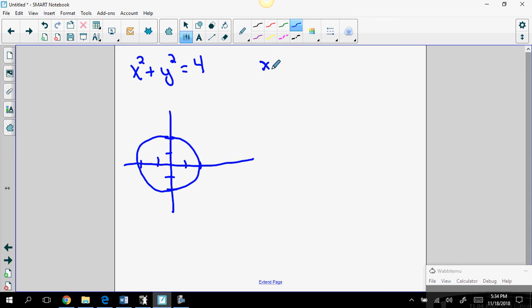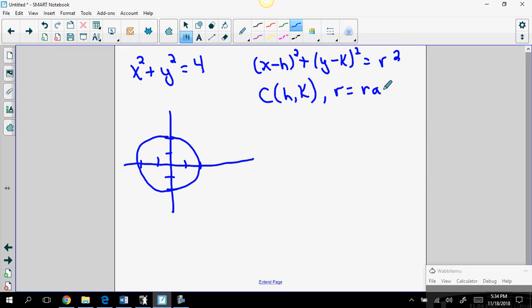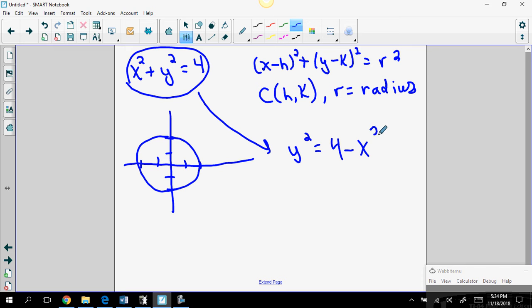Because (x − h)² + (y − k)² = r² is a circle with center (h, k), where r equals the radius. So there's that. Now, it's kind of hard to graph a circle on your TI-83, you know what I mean? Because you have to go y² = 4 − x². Then you have to go y equals plus or minus the square root of 4 − x².